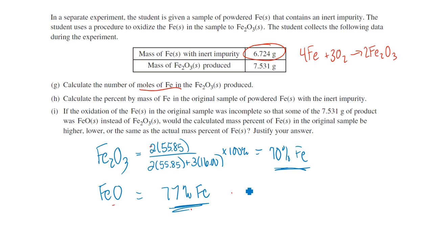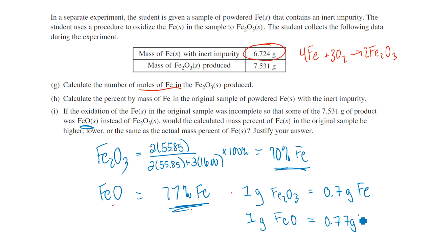Okay, so let's give an example. So if you collect 1 gram of a sample, and you're assuming that it's all Fe2O3, you're going to think, oh, I had 0.7 grams of iron in my original impurity. But in reality, what the question is saying is, what if you actually made FeO instead of Fe2O3? So let's say you made 1 gram of FeO, then that would actually mean you had 0.77 grams of iron. So you would be thinking it's Fe2O3, so you'd be thinking you only had 0.7 grams, but in reality, maybe you made FeO, so you actually had more grams of iron.